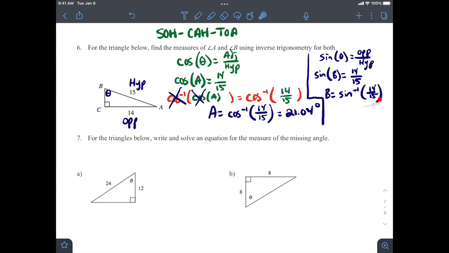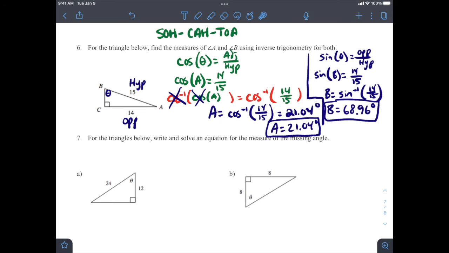Once again, though, if we wanted to find this, we can plug this value into our calculator, the inverse sine of 14 over 15. If you need to pause the video, you're welcome to do that, but when I did that, I got that this is equal to about 68.96 degrees. So I would say those would be my two answers for this problem, that my A is equal to 21.04 degrees, while my B is equal to 68.96.